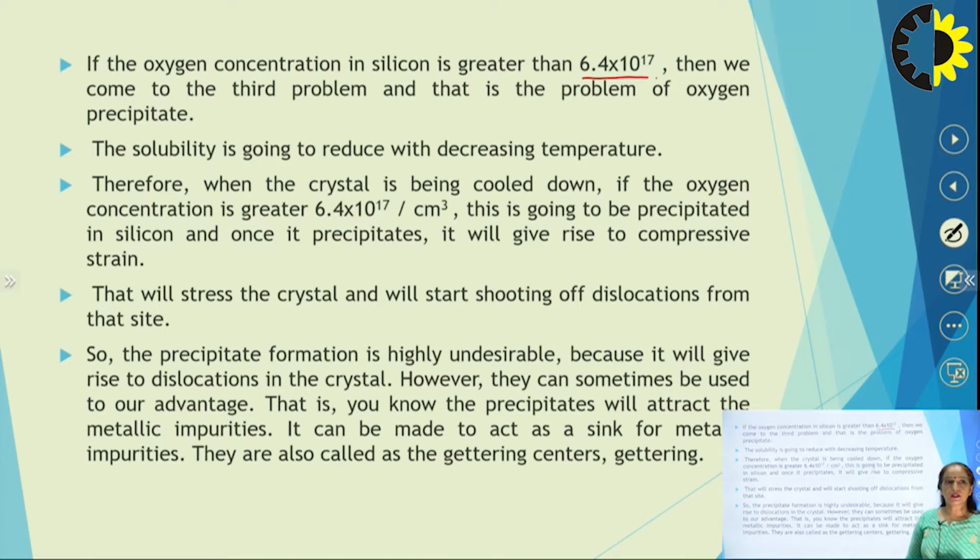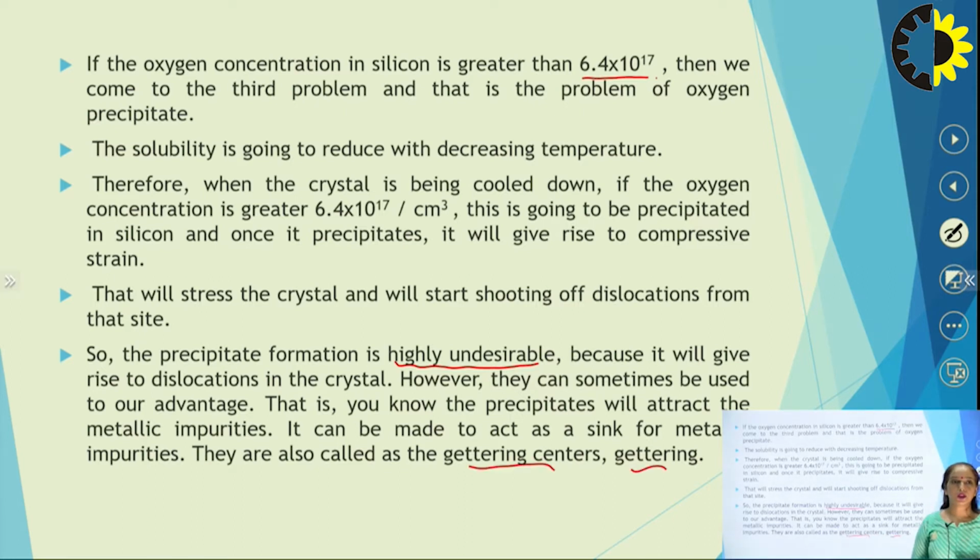So, precipitation forms is highly undesirable. Okay. Although this precipitation is always undesirable because it will give rise to dislocations in the silicon crystal, we can use it in our favor. How can we use it in our favor? Because we know that these dislocations can be used as a sink for the metallic impurities. They collect all the metallic impurities, and these are also known as gettering centers or gettering.